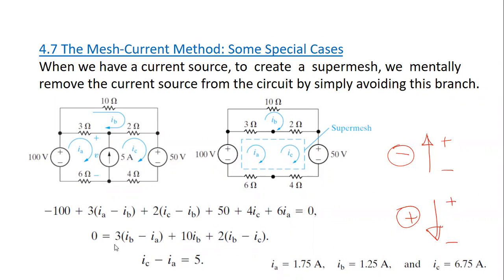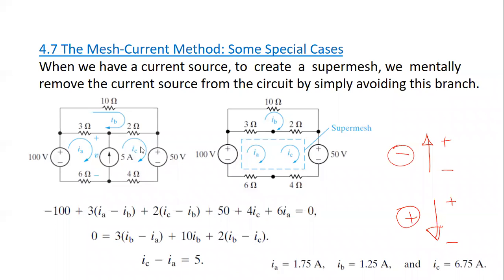Okay, now we need to write the KVL for mesh B, and B has no problem. So it will be 10 IB plus 2(IB minus IC) plus 3(IB minus IA), and this will be equal to 0. So 0 is equal to 3(IB minus IA) plus 10 IB plus 2(IB minus IC). So now we have two equations. One equation from mesh B, the other equation, the big one, is from the super mesh.